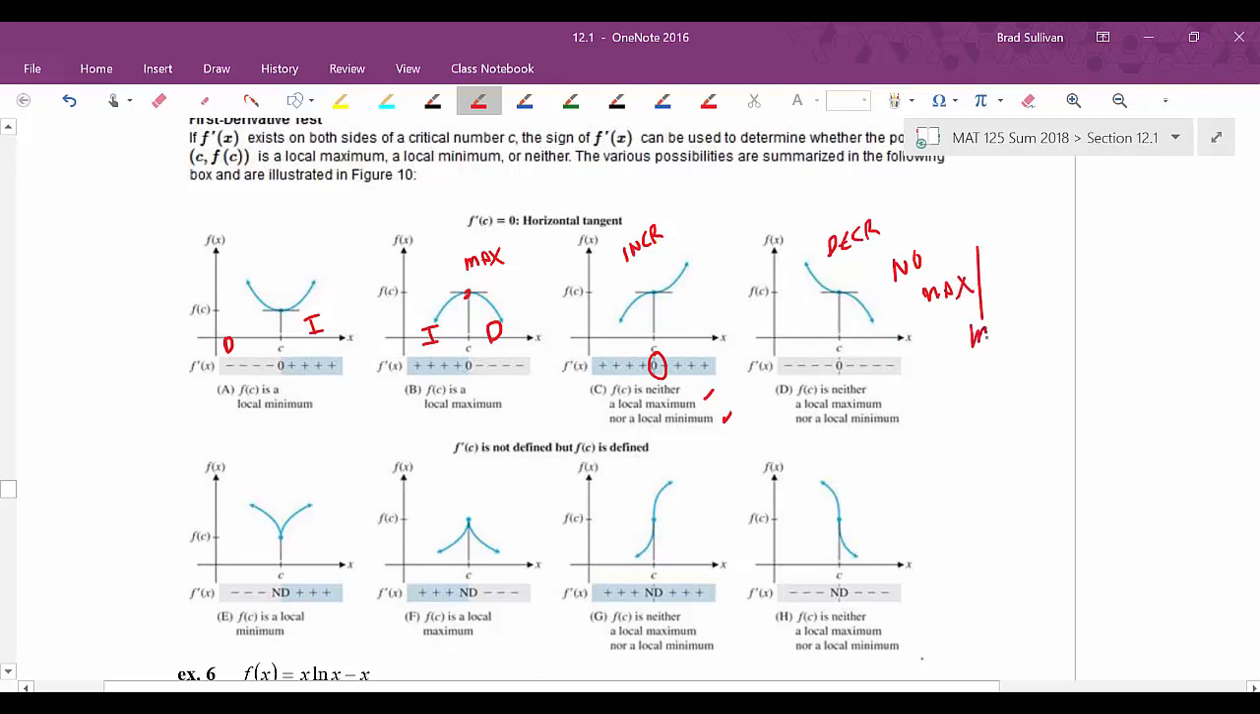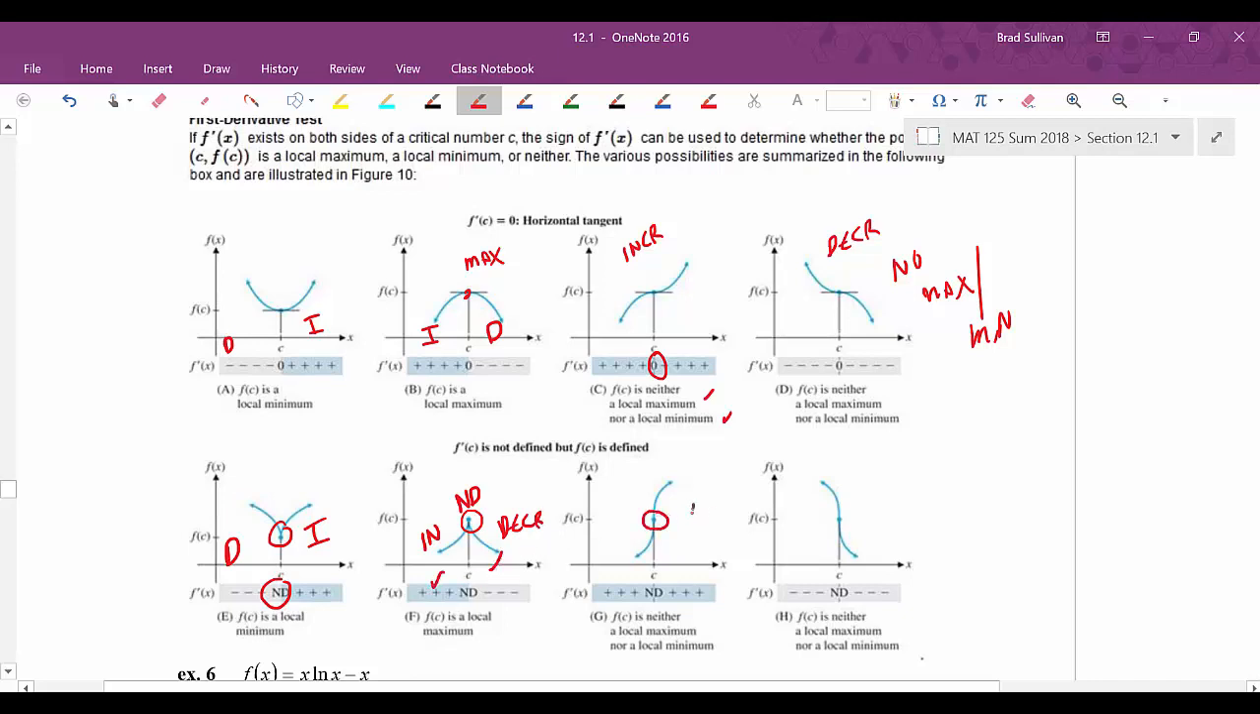That's another possibility. This one, when you have a sharp point, that means the derivative doesn't exist. You would be decreasing, then increasing. Therefore, you'd have a negative derivative, then a positive derivative. This one, again, you have no derivative because of the sharp point. Then you would be increasing, then decreasing. So positive derivative, negative derivative.